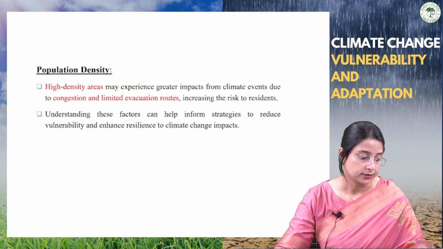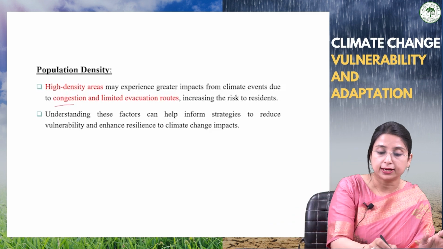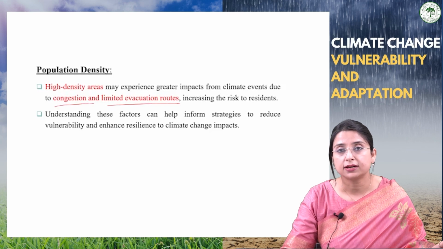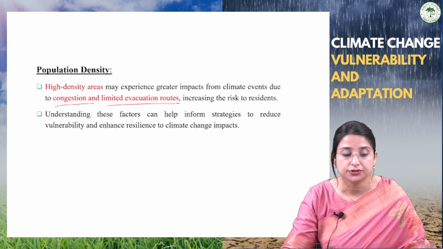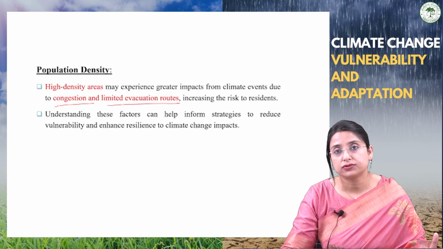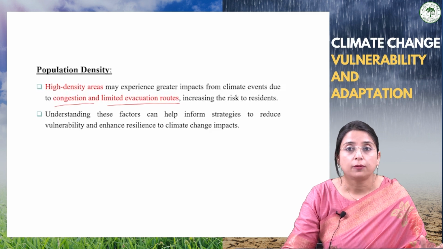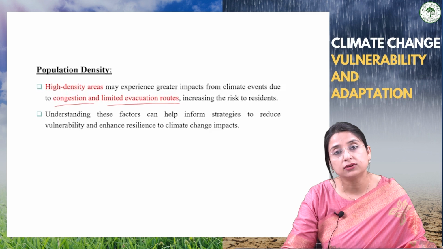Another factor is population density. It is said that high population density areas may experience greater impacts from climatic events. The reason is congestion and limited evacuation routes, increasing the risks to the residents. For example, if a coastal city is impacted by a hurricane, storm surge, or flood due to erratic rainfall or sea level rise, and it is a high density city, it will surely take more time to evacuate the people from that place. So the congestion and limited evacuation routes may increase the risk to the residents.